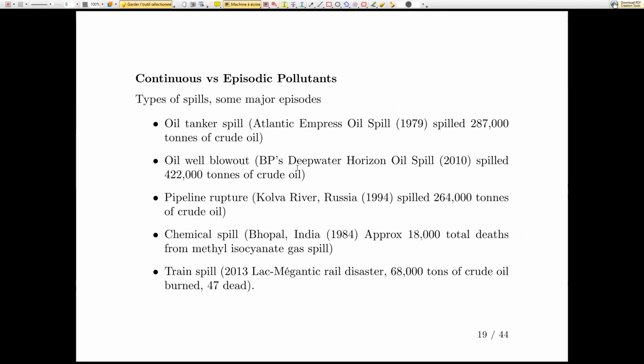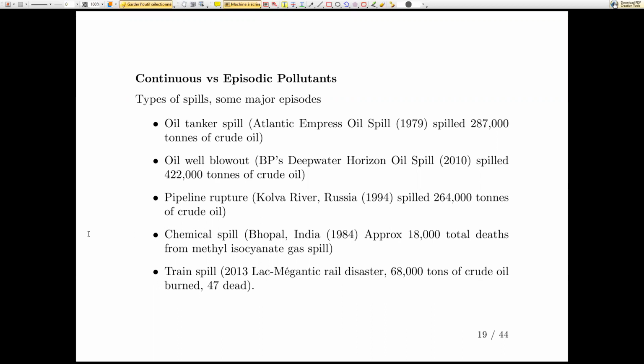BP Deepwater Horizon. I hope some of you remember that. I think probably in history the largest spill ever. It spilled 422,000 tons of crude oil. So that's an oil well blowout. The other one was a tanker. So these are all different categories of things that can go wrong with oil. That should really put our mind to the fact that we should get away from that. Pipeline rupture. The one that was quite bad is in the Kolva River in Russia, which spilled 264,000 tons of crude oil.